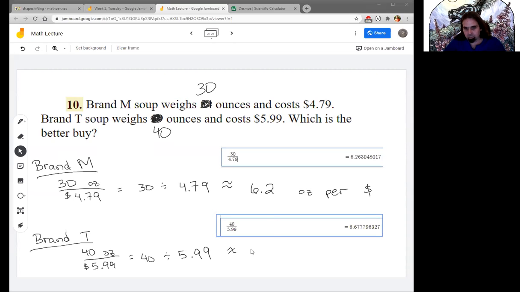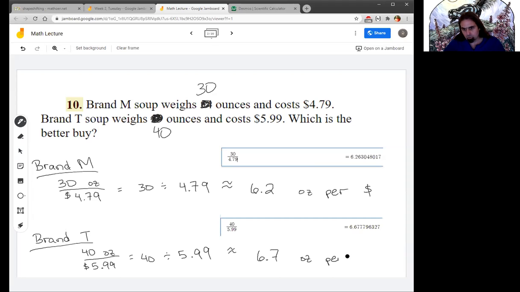So this is about 6.7 ounces per dollar. So we want the bigger one. So that's the better buy. I'm not really going to put a box on my answer, partly because I'm rounding and partly because I don't care. The question wasn't how many ounces per dollar was each price. It was just which is the better buy.